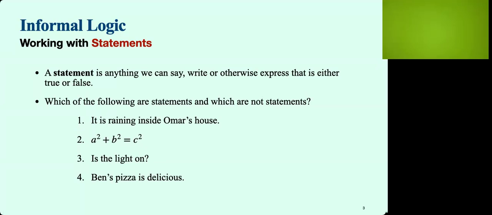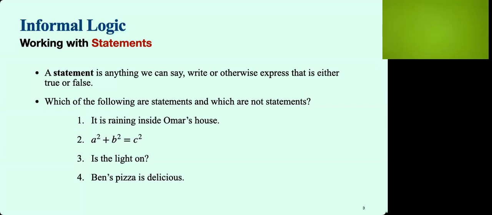But as number 2 is written, it's not clear what A and B are. And are they numbers? What kind of numbers are they? Are they the lengths of a triangle or just random numbers? I don't know. So number 2 actually isn't a statement because I have to have more information about A and B and C and what those numbers are and where they're coming from to be able to determine the truth or falsity of that equation.